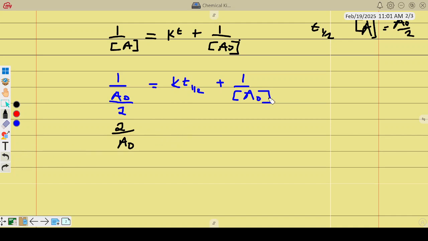Okay, and then before we even do that, what are we going to do? We want to make T the subject. So let's shift this. It goes to the other side, so this will be minus 1 over A naught. It has gone there, it is now minus.